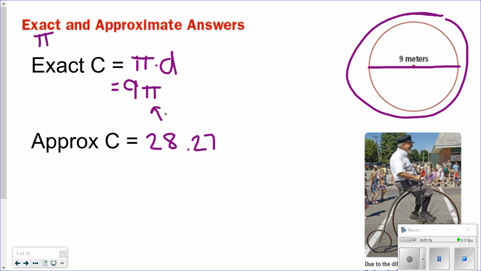Be careful, make sure you use the pi button in your calculator. Pi is a number that goes on forever and ever, and sometimes people use 3.14 to just round for pi, but since we want to know approximate, we want to make sure you use the pi button in your calculator. So once again, if you click 9 and pi, press enter, you will get approximately 28.27.